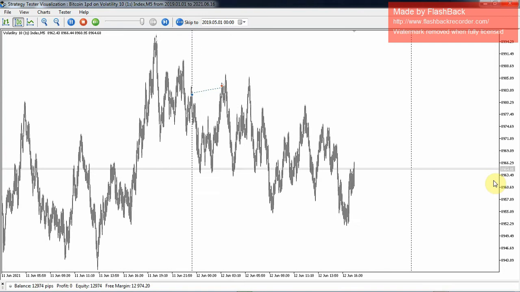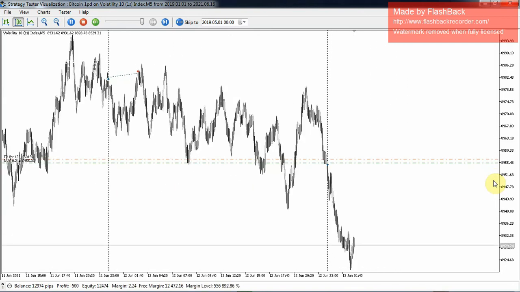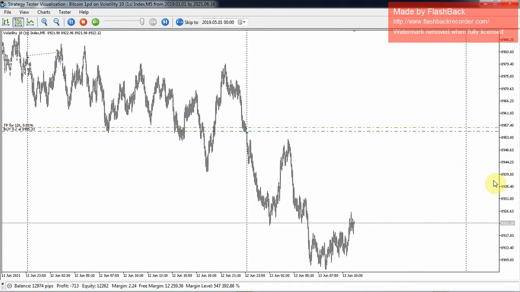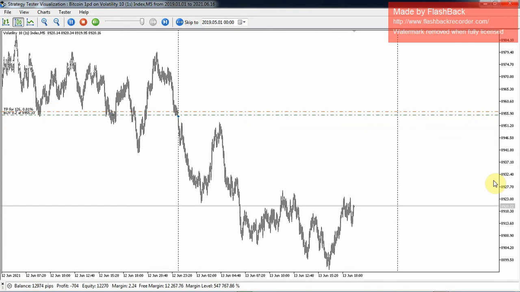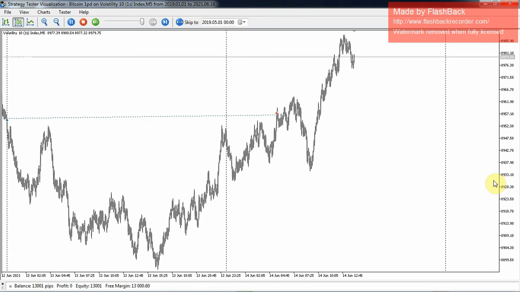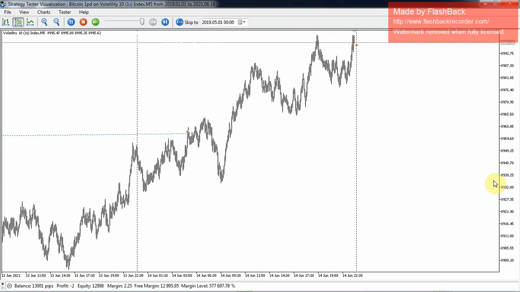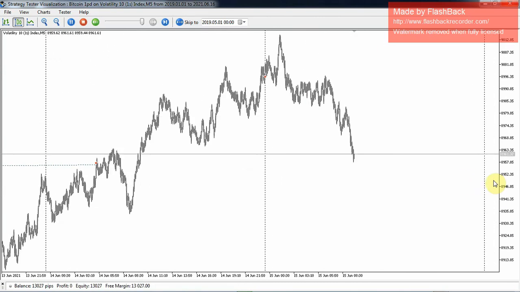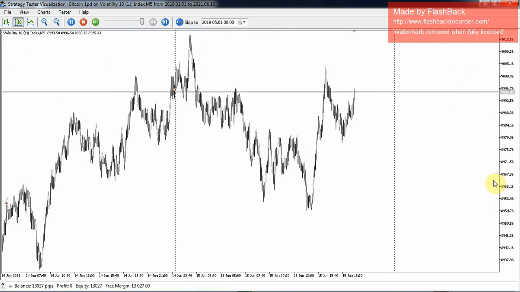As you can see, trades are being taken. That's a big drawdown there. Took about a day to close. These markets are risky.